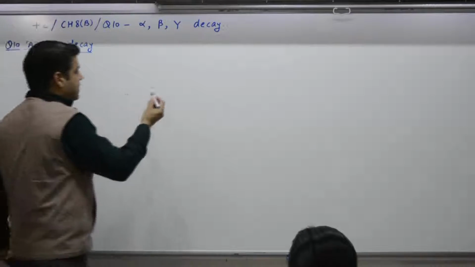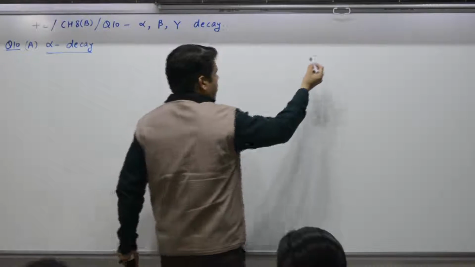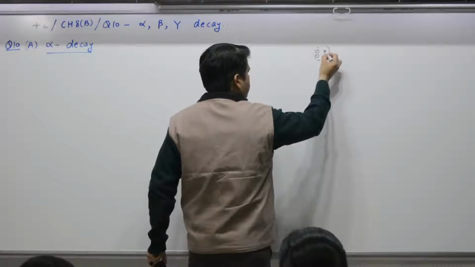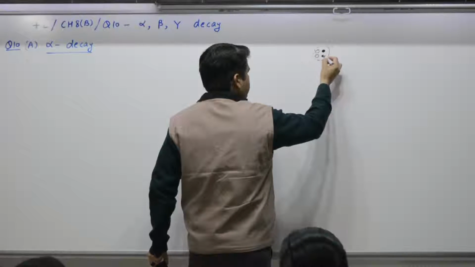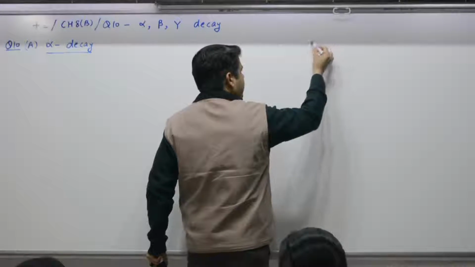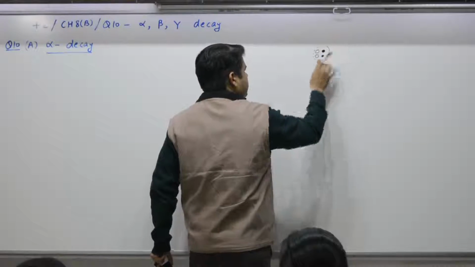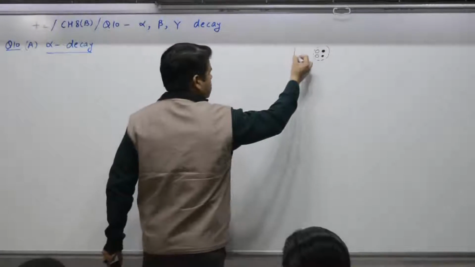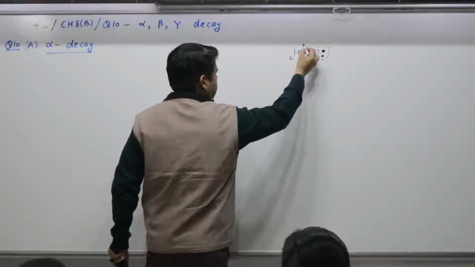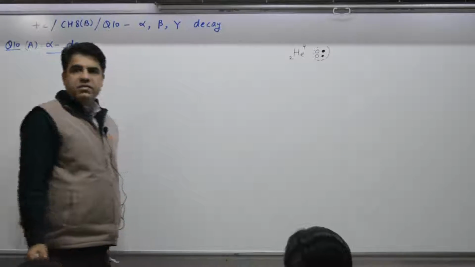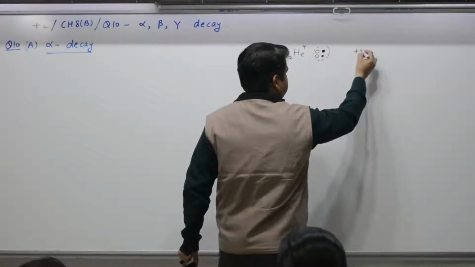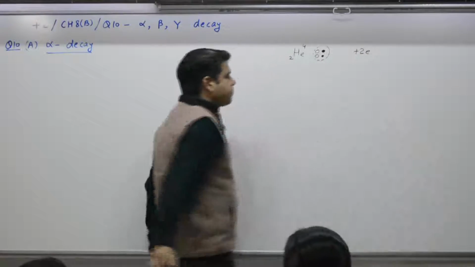What is an alpha particle? Helium nucleus, two protons, two neutrons. In the atom, there are two electrons moving around. If you remove these two electrons, what you get is the helium nucleus. So this is the alpha particle. What is the charge on the same? Charge on this is plus 2e.